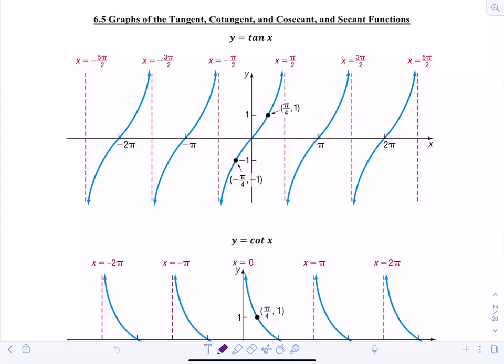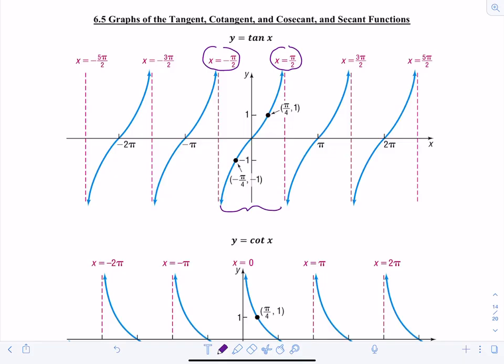So to begin with, let's look at y equals tangent of x. Notice that tangent has vertical asymptotes, and the first one that's notable that we usually graph is at x equals pi over 2, and then the other one is at x equals negative pi over 2.